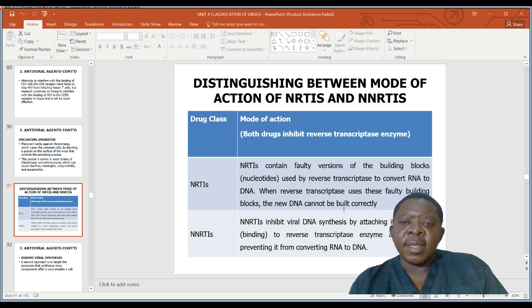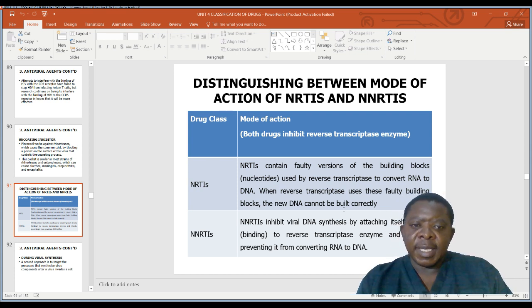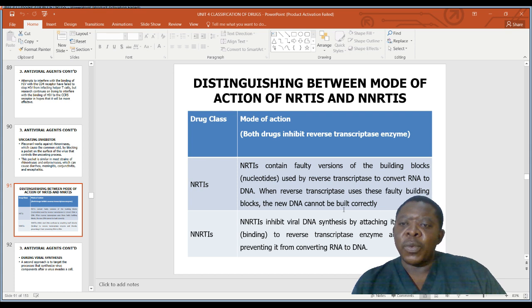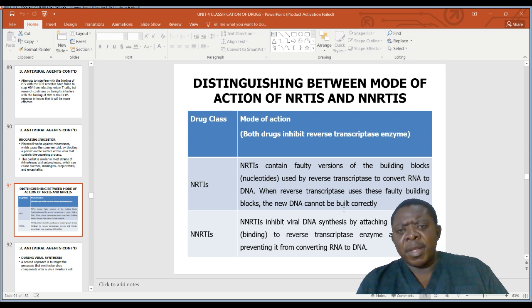When reverse transcriptase uses these fake building blocks, the new DNA cannot be built correctly. That is a nucleoside reverse transcriptase inhibitor. So we have these drugs that contain a fake version of the building block. When the virus recognizes these as the building block that it needs, it makes it difficult for the virus to build itself. Hence, the virus gets damaged or fails to reproduce itself when you use a nucleoside reverse transcriptase inhibitor.